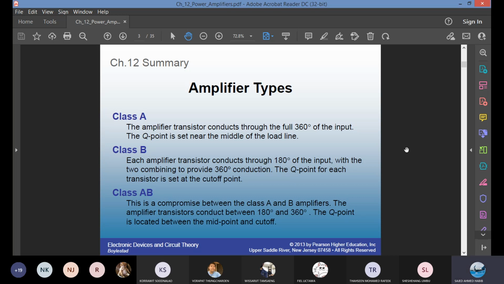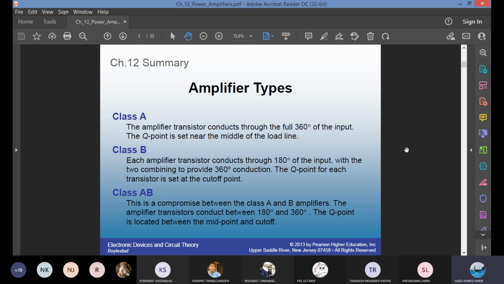You know what a load line is, especially for the amplifier. We studied with common emitter, and the output equation sets the load line at two extremes. One is saturation, the other one is cutoff.